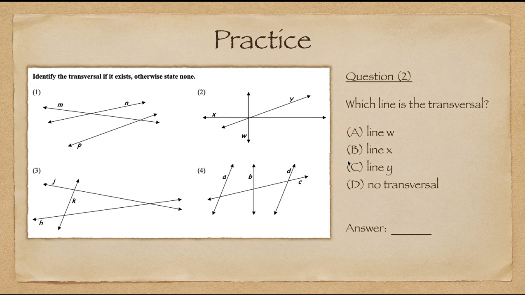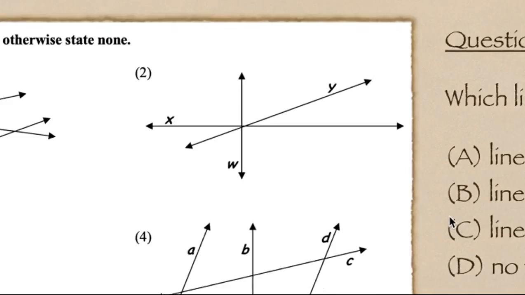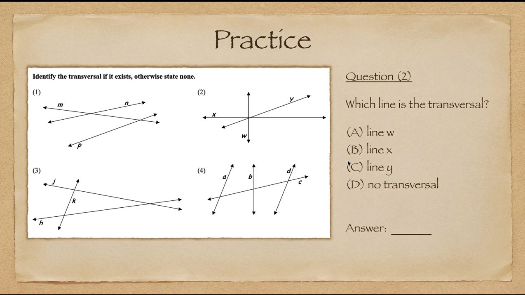When you look at question number 2, notice that all three lines intersect in the same point. They're not intersecting in different points. So again, if you recall the definition of a transversal, which is a line that intersects two or more lines at different points, you should come to the conclusion that there is no transversal. So your answer would be D.